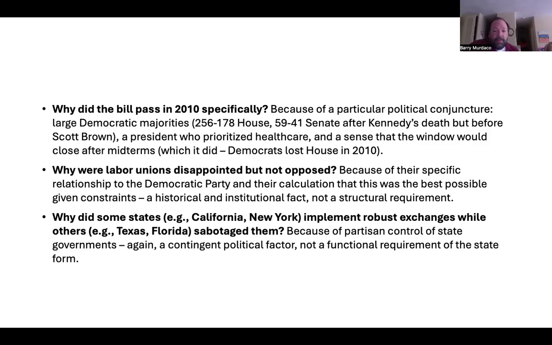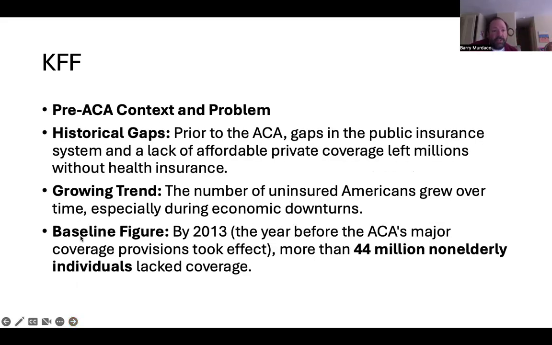Why did some states implement robust exchanges while others sabotaged them because of partisan control of state governments? Again, a contingent political factor, not a functional requirement of the state form. So it's saying that these things could have gone either way. Whether or not the states set up better insurance exchanges wasn't going to change the underlying profitability conditions that much anyway. So that's more the particularity of who was actually in control of the states.